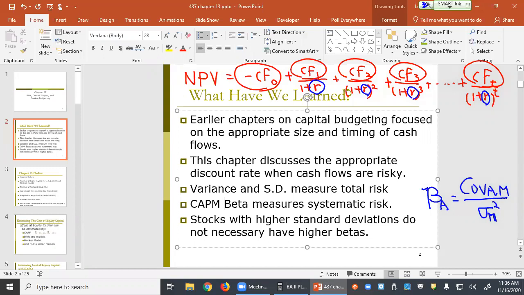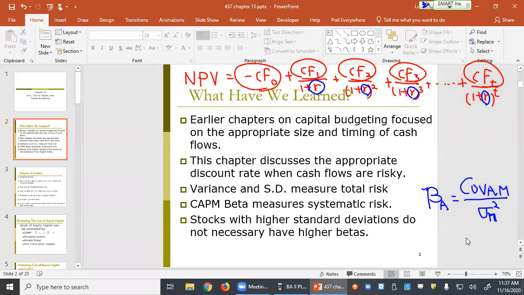We also briefly mentioned that whichever asset has higher total risk doesn't necessarily have higher systematic risk. Just because A has higher total risk than B, it doesn't mean that A will also have higher systematic risk than B. It could be true, but it may not be true. So total risk and systematic risk are not correlated. Okay, so those are what we should have learned.